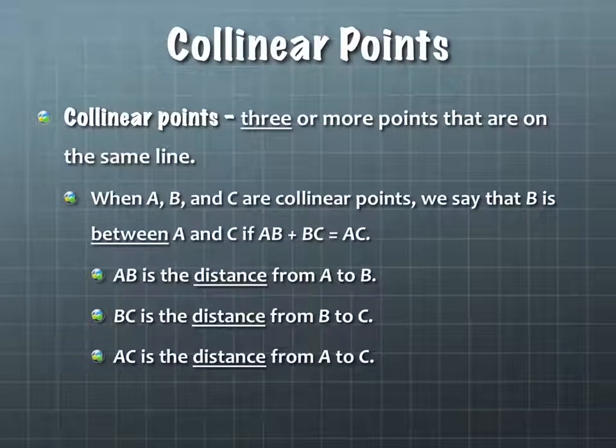Collinear points. 2 points are always collinear because there's always a line between every 2 points. So we don't talk about points being collinear if we're only talking about 2. If you have at least 3 points, then we can talk about collinear and it actually has meaning. Collinear points are 3 or more points that are on the same line. If A, B, and C are collinear, so they're on the same line, we say that B is between A and C if AB plus BC equals AC.